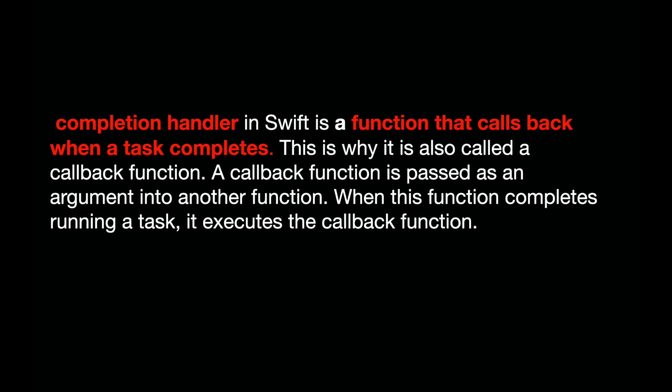A common use of a closure is a completion handler. Most of the time we use this completion handler. A completion handler in Swift is a function that calls back when the task completes. This is why it is also called the callback function. A callback function is passed as an argument into another function. When this function completes running a task, it executes the callback function.